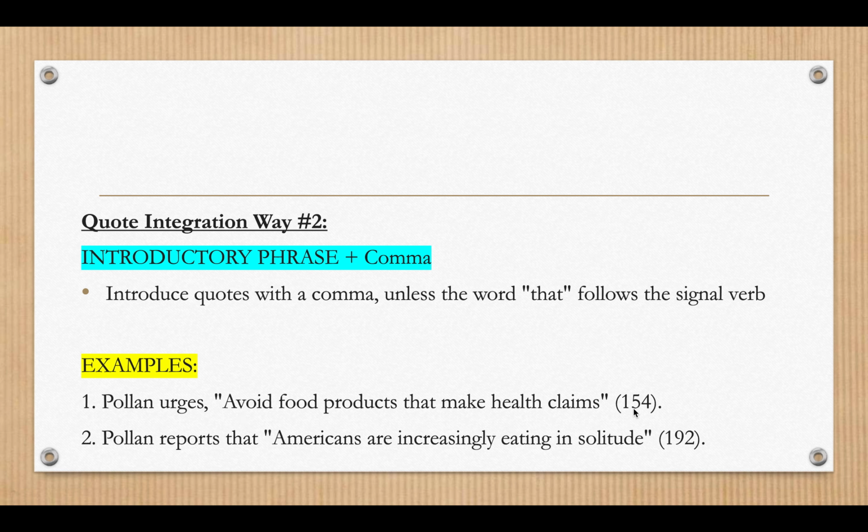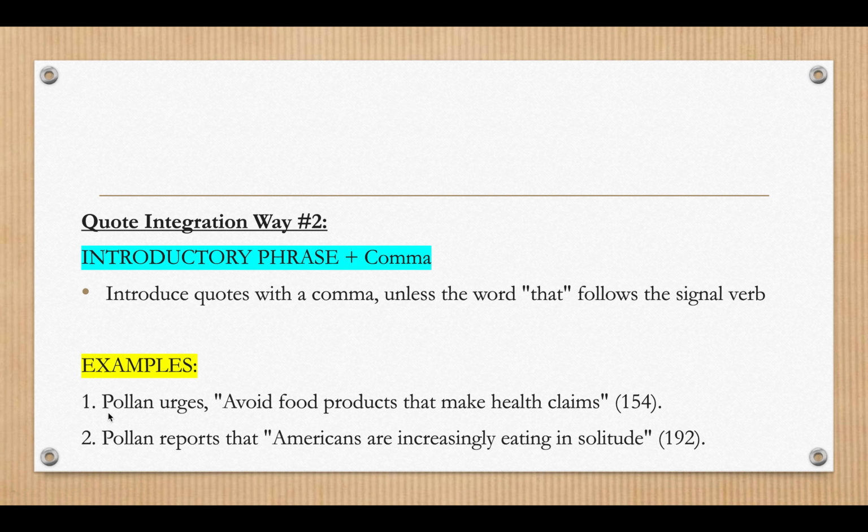And then I have my citation here. I don't need to put Poland's name here in my citation because I've already mentioned his name right here. So all I need to do, because this is a book, is include the page number. If I didn't say Poland, then I would say Poland space 154, okay?